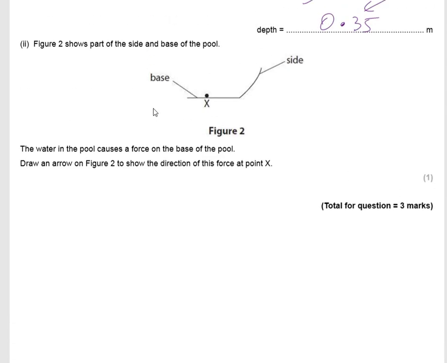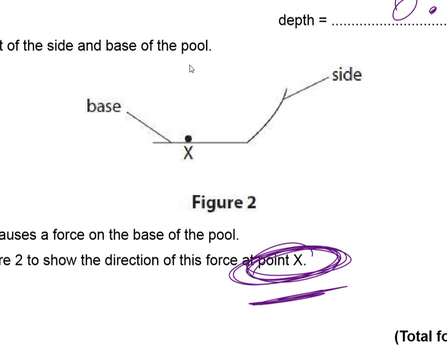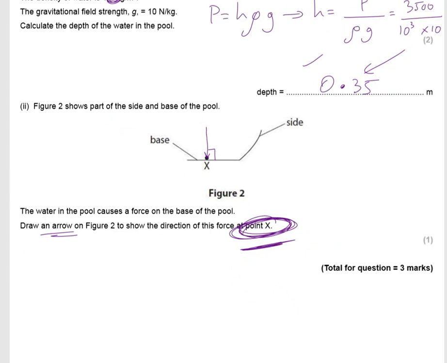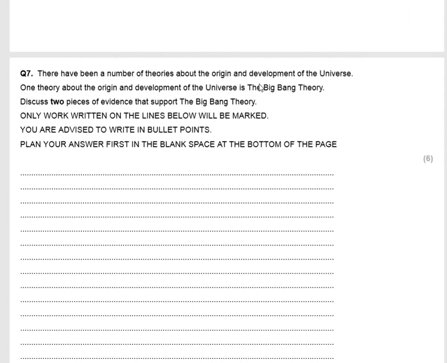Now, draw an arrow to show the direction at x. People miss x. Where's x? X is there, look. So the arrow points at x, perpendicular. It needs to be perpendicular to x, so remember, write down 90 degrees. Here we go, we're going to move to the next one.